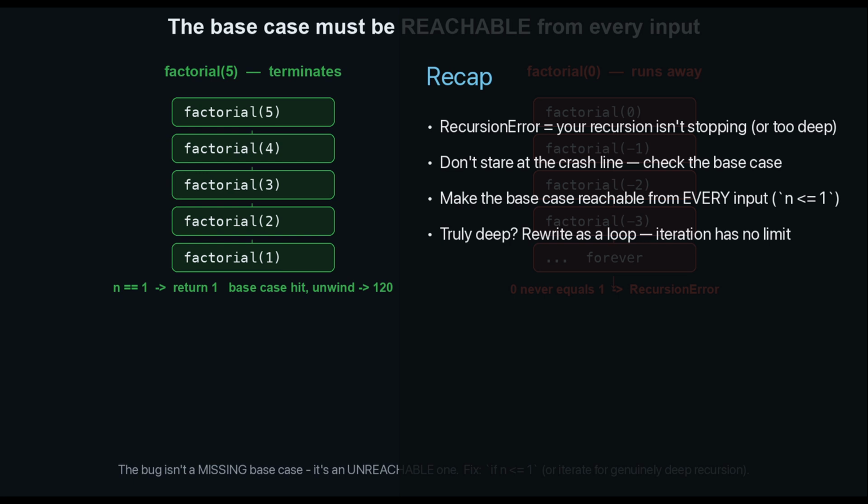Quick recap. RecursionError means your recursion isn't stopping or it's genuinely too deep. Don't fixate on the line that crashed, that's just where the stack ran out. Look at the base case. Can every input actually reach it? Make the condition inclusive, less than or equal instead of equals, so nothing slips past. And if the recursion is correct but simply too deep, convert it to a loop. Iteration never overflows the stack.